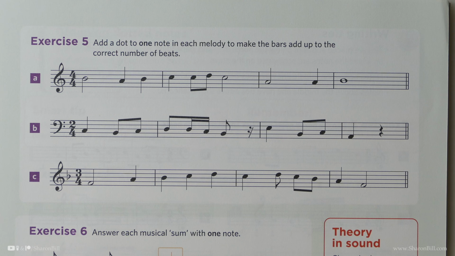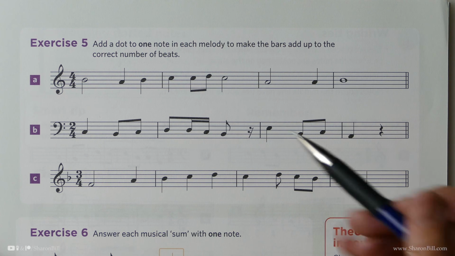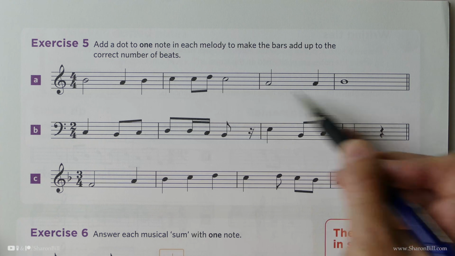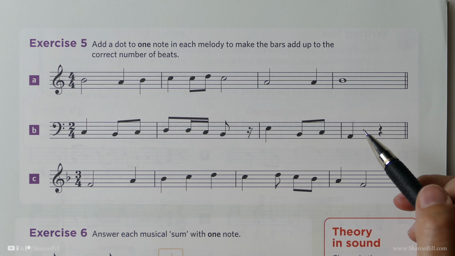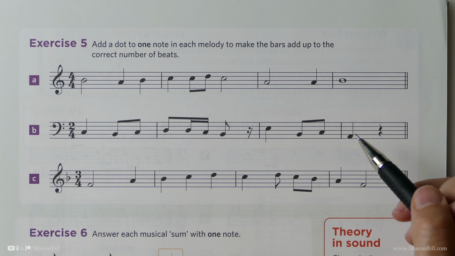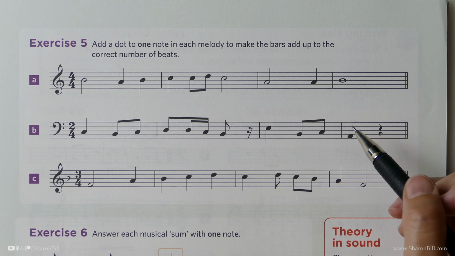Continuing with the topic of dots and ties, we're moving on to page 26 of Discovering Music Theory in the Grade 1 booklet. Exercise 5 is asking us to add a dot to one note in each melody to make the bars add up to the correct number of beats. What that means is one of these bars is going to be some time value short that can be made correct by adding a dot. So we're not adding notes, we're not adding rests, we're adding a dot.